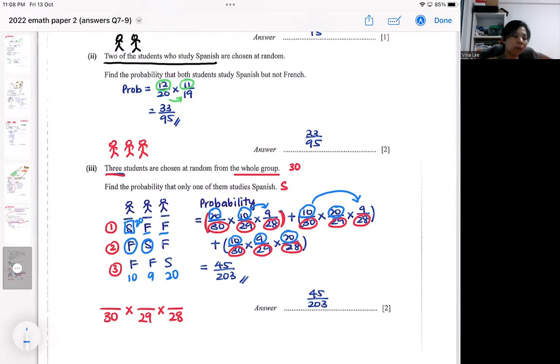Some of you might be thinking, oh, this one is choosing three students, that means I must draw three diagrams, three layers. That's going to be very time consuming. It's not going to be worth it for 2 marks. So you should simplify things and think of it this way.